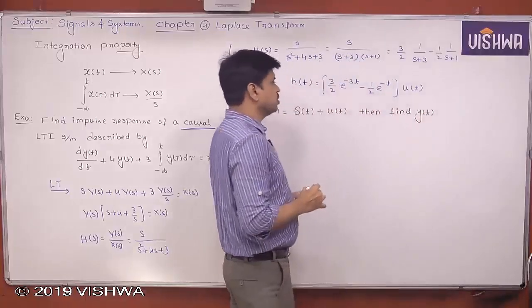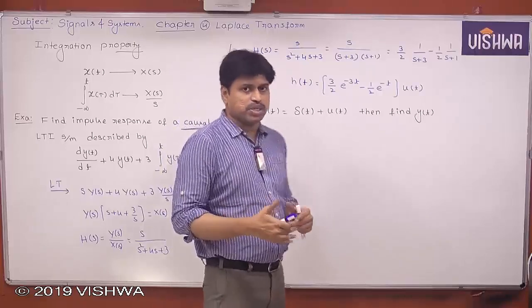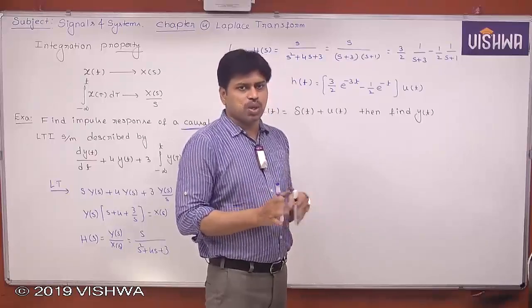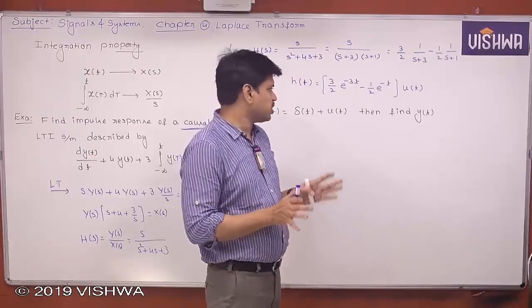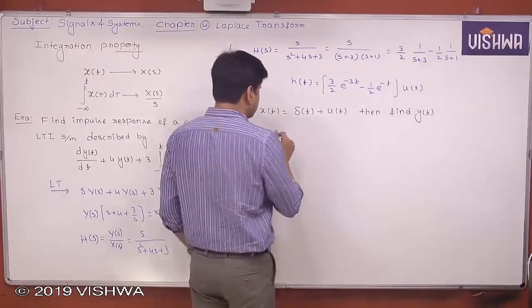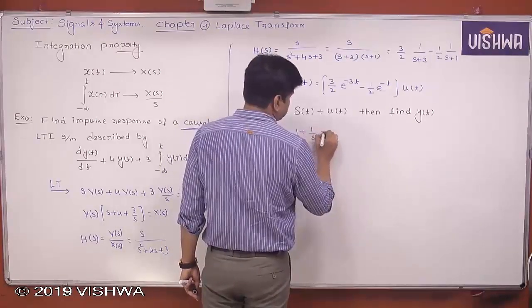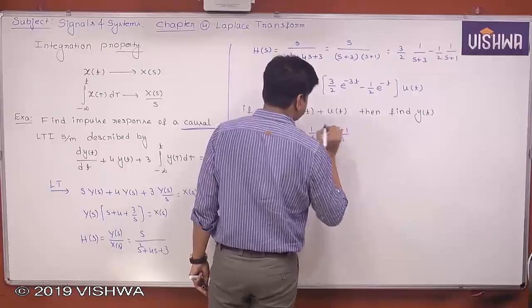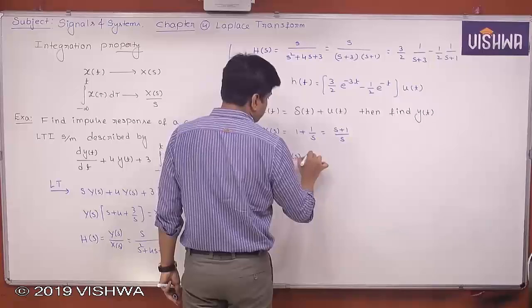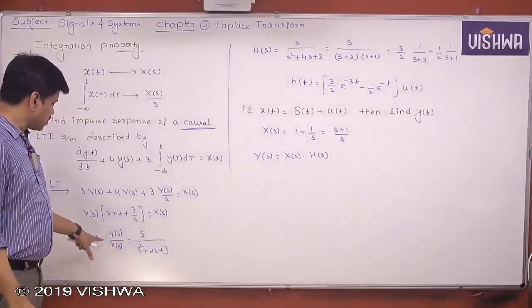then find y(t). How can we calculate y(t)? Never ever do that convolution once we complete the Laplace transform. Why? In the Laplace transform, convolution becomes multiplication, so directly go for the multiplication. For that, what do we require? X(s). From this we can say X(s) is equal to 1 + 1/s, that is (s + 1)/s. Now what is Y(s)? Y(s) is equal to H(s) multiplied with X(s).